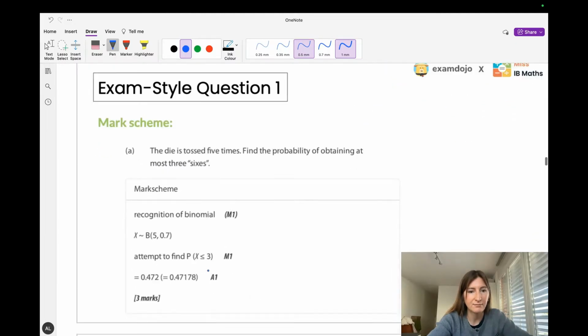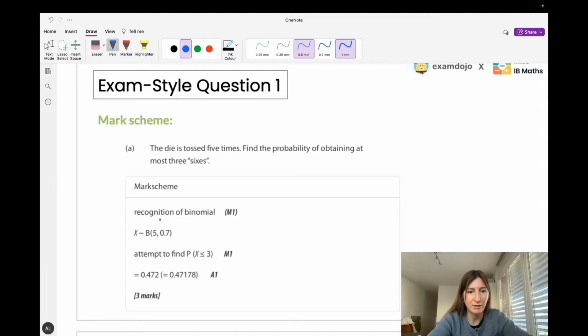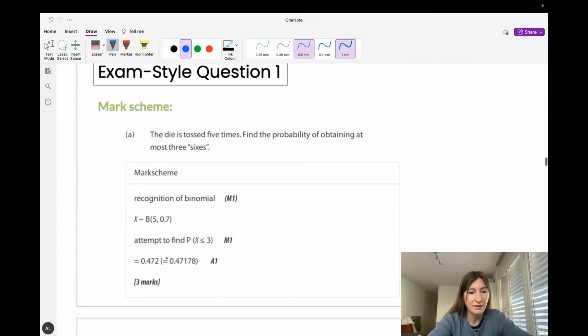All right. Look at that. Recognition of binomial. So just you writing that, showing that you understand that this is a binomial distribution question, gets you a method mark. Doesn't even have to be correct, just recognition. Then attempt to find the probability that x is less than or equal to 3. Again, just an attempt. Look at this, recognition, attempt, not even correct answers. Attempt to find it. So even writing the probability that x is less than or equal to 3 is showing that you know what you're trying to find. That's 1 mark. And then the final answer here is 0.472.